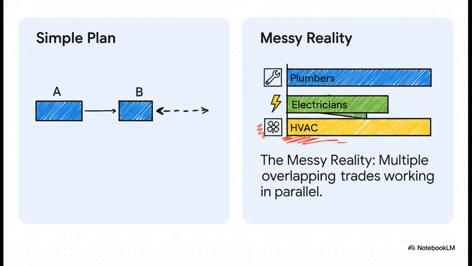Look at the left. That's the simple plan. Activity A finishes, then activity B starts. It's clean, it's easy to read, and it's often totally wrong. Now look at the right. That's the messy reality. You've got plumbers, electricians, and HVAC crews all in the same area, overlapping, following each other in this carefully coordinated sequence. The simple plan just can't capture that.